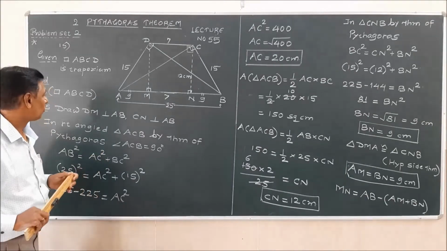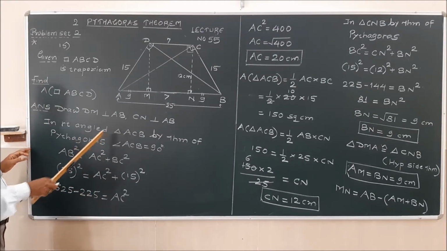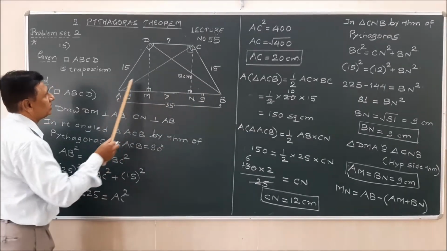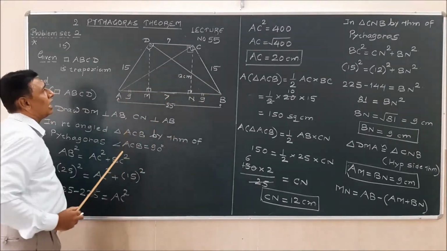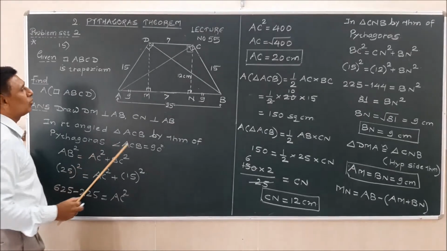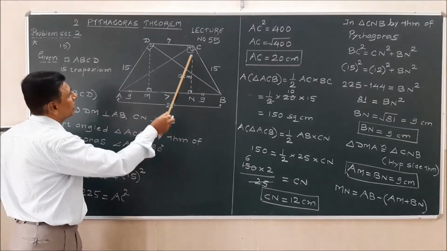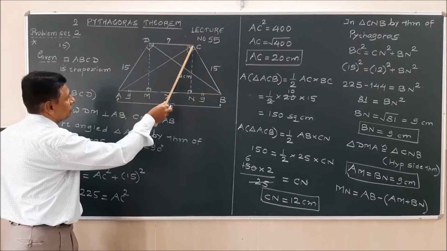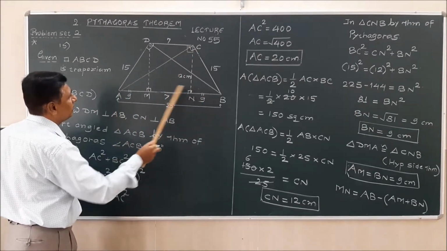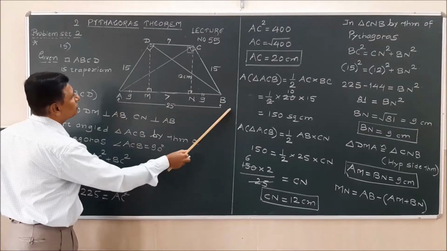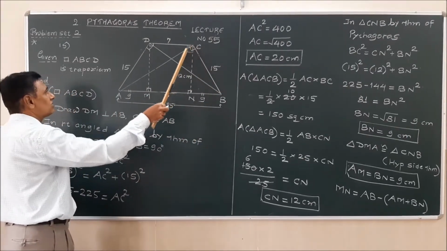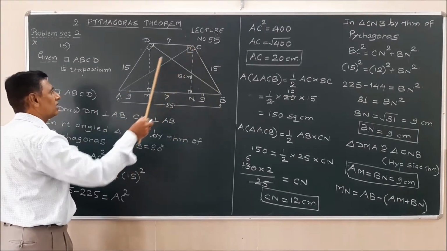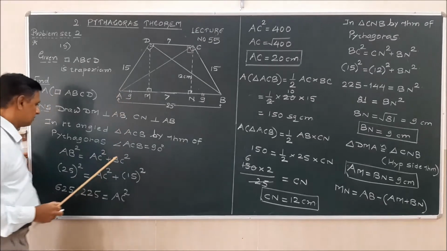Okay, let's begin now. In right angle triangle ACB, I am going to use the theorem of Pythagoras. So AB square, this is very important. This is 90, therefore AB is the hypotenuse. So AB square is equal to BC square plus AC square.